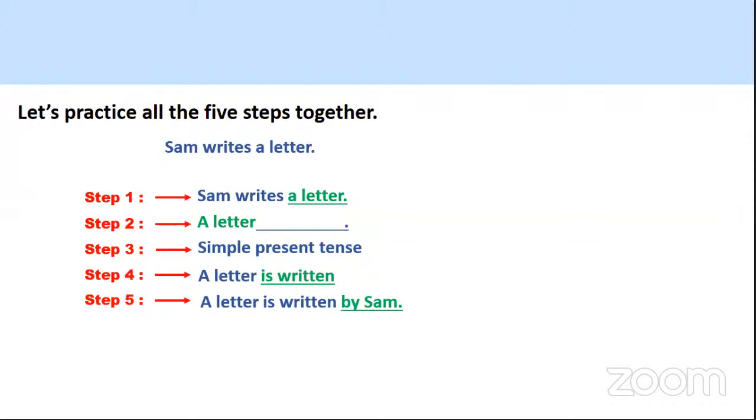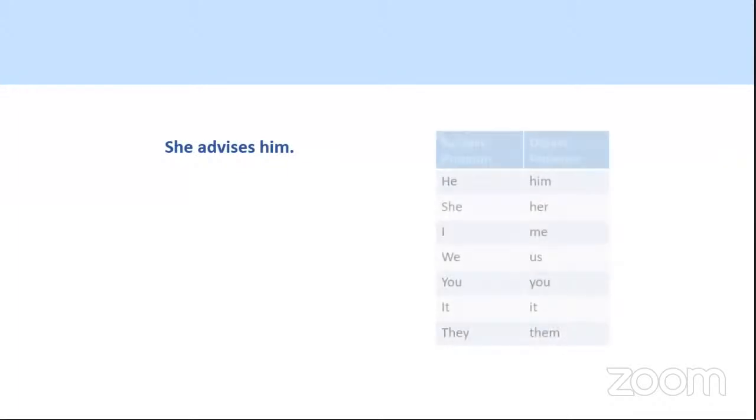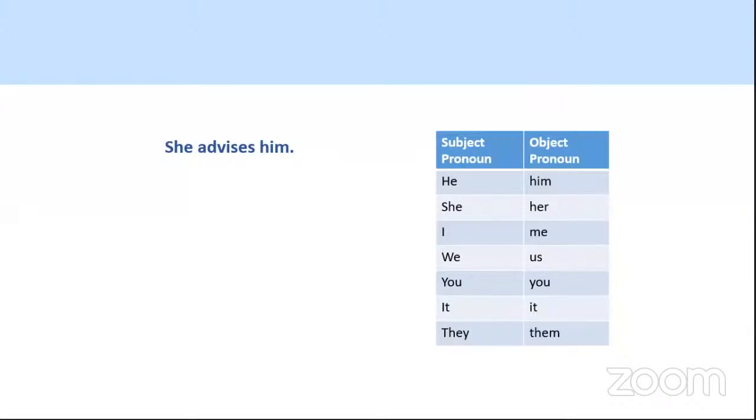I hope it is clear to you. Let's move on to another one. She advises him. And I have given once again that grid, the table, which will be helpful for you. Step 1, she advises him. Then what is the object? Him. Then you have to take this object to the subject position.